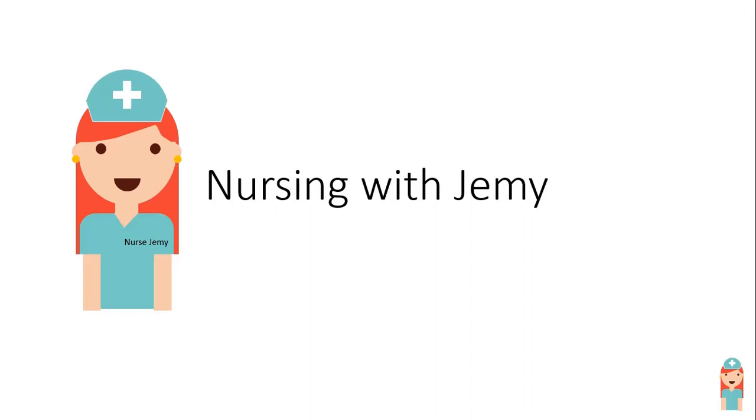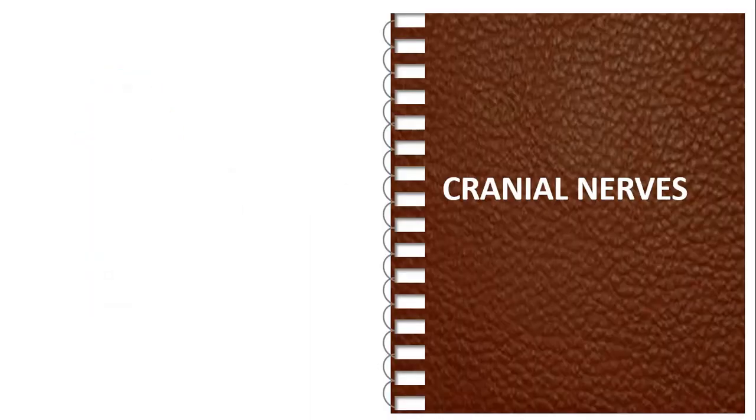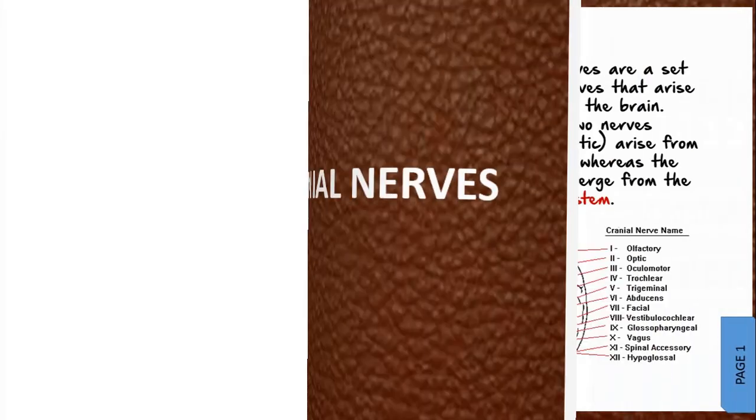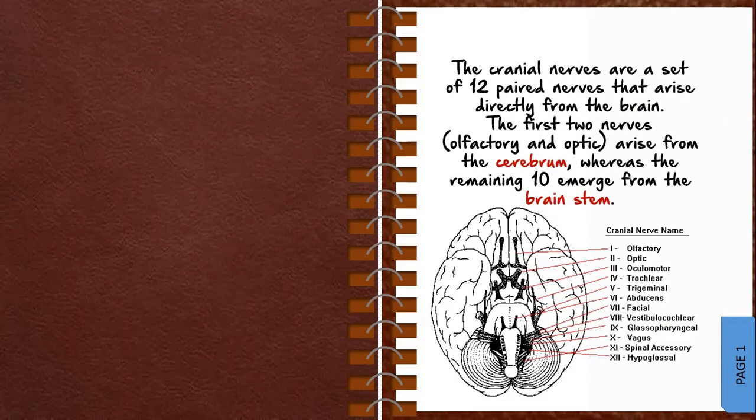So in this video, we are going to learn about cranial nerves. In this lesson, I am going to take you through the basics of cranial nerves, which will help you to understand what cranial nerves are, how they function and how to memorize them. So let's start. The cranial nerves are a set of 12 paired nerves that arise directly from the brain.